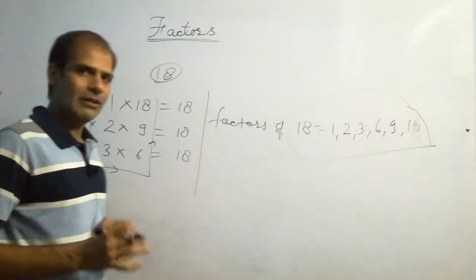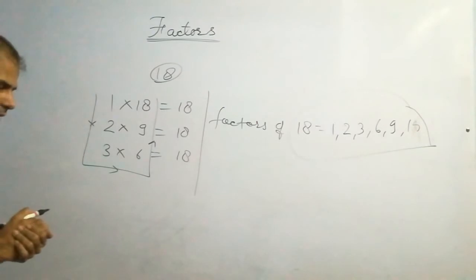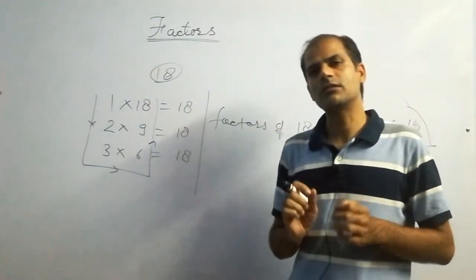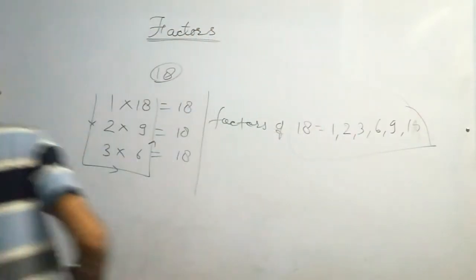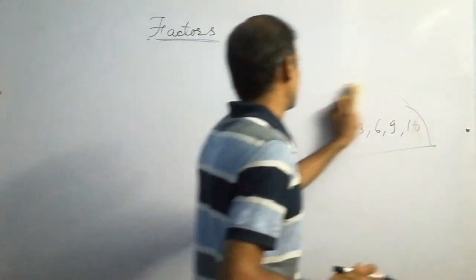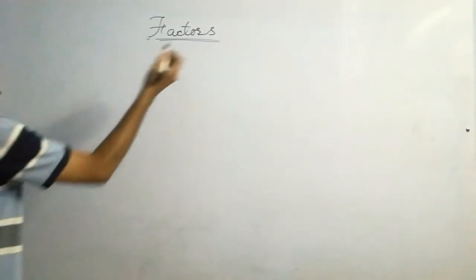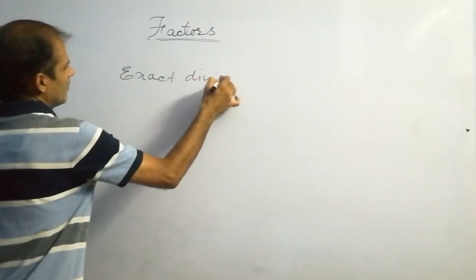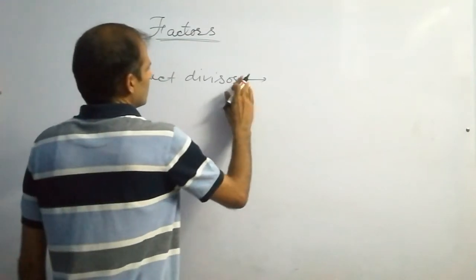Now I want to repeat few points which I have discussed with you. What is a factor? Always remember that the factor is the exact divisor of a given number. Okay, so I am writing few terms here again. What is the meaning of exact divisor? Exact divisor means after division the remainder will be 0.